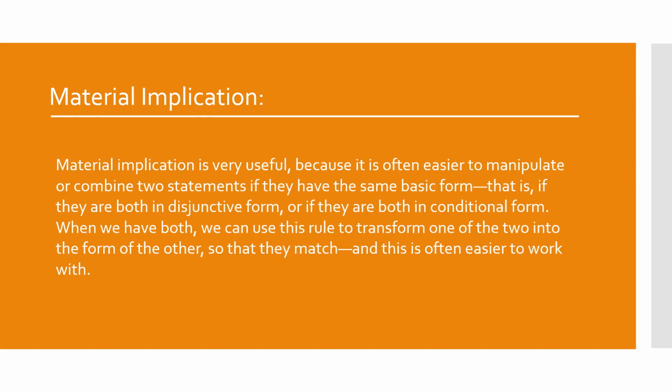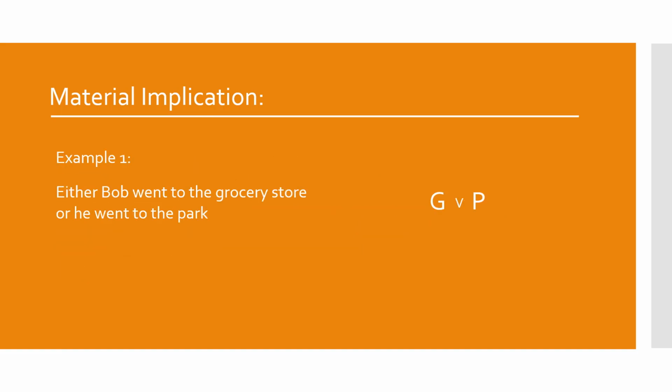Material implication can be very, very useful because it's often much easier to manipulate or combine two statements if they have the same basic form. That is, if both statements are in the disjunctive form, or if both of them are in the conditional form, they're often easier to work with. When we have one of each, we can use this rule to transform one of the two into the form of the other so that they match. And this, again, will make it much easier to work with in many, many cases. So let's look at some examples of how this would work.